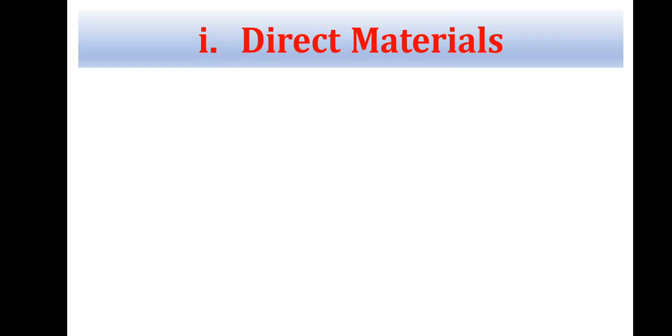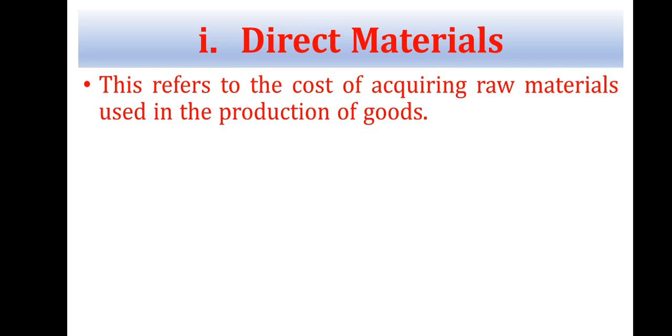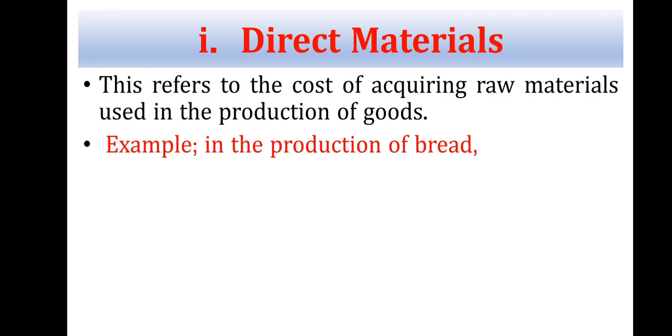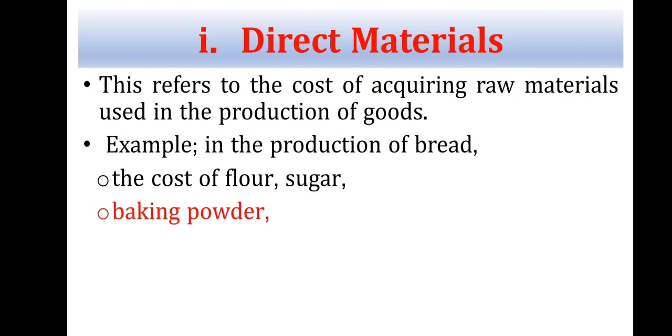If you are talking about direct materials, we are talking about materials that are used in producing the goods. This refers to the cost of acquiring raw materials used for production of goods. Let's take for example the production of bread. Direct materials will include the cost of flour, sugar, baking powder, butter, and every other material that is required in the production of bread. We call them direct materials.